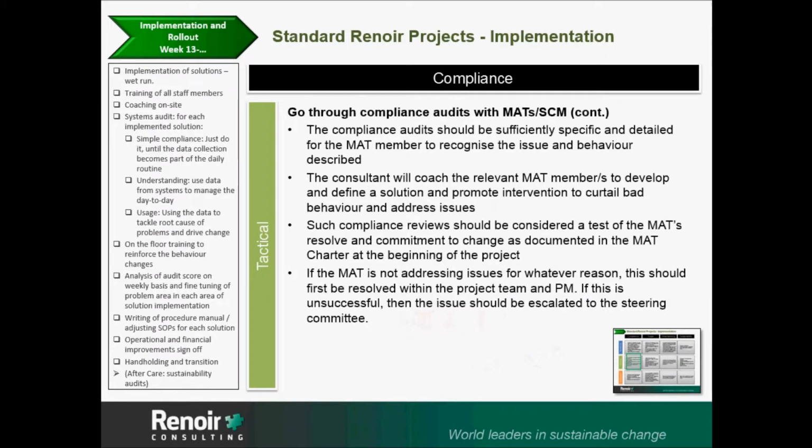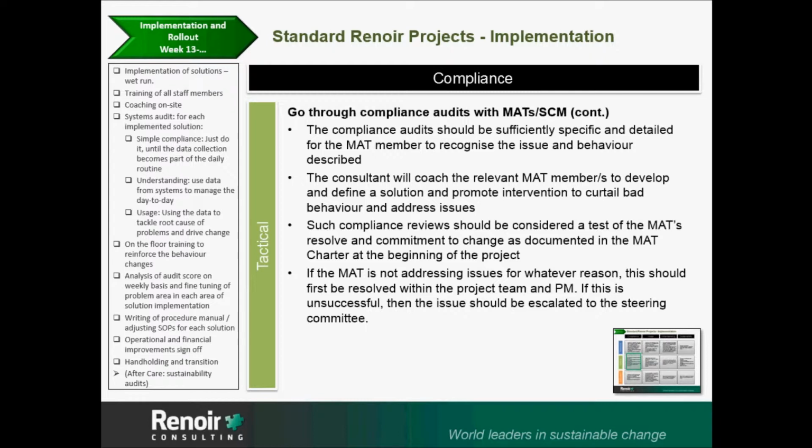The compliance audits should be sufficiently specific and detailed for the MAT member to recognise the issue and behaviour described. The consultant will coach the relevant MAT member to develop and define a solution and promote intervention to curtail bad behaviour and address issues. Such compliance reviews should be considered a test of the MAT's resolve and commitment to change, as documented in the MAT Charter at the beginning of the project.